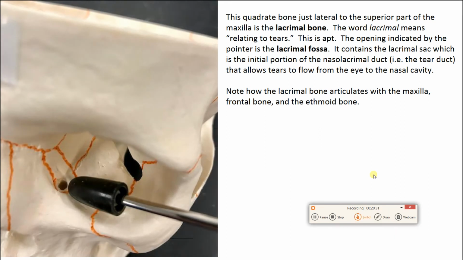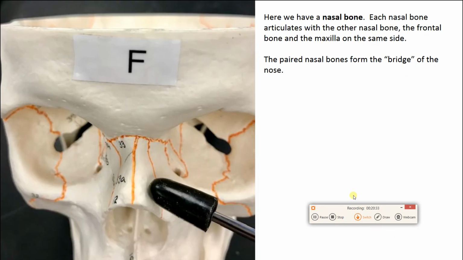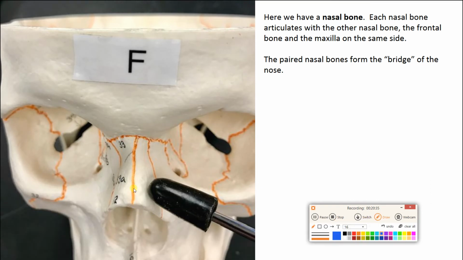Quick and easy. Now we got the nasal bones. Super easy. These bones are going to hold up your glasses. One on the right, right there. Another one on the left, right there. Articulating with the frontal bone up top and the maxillary bone just right next to them. They are the bridge of your nose. So hey, that one was done too. That one was pretty quick.